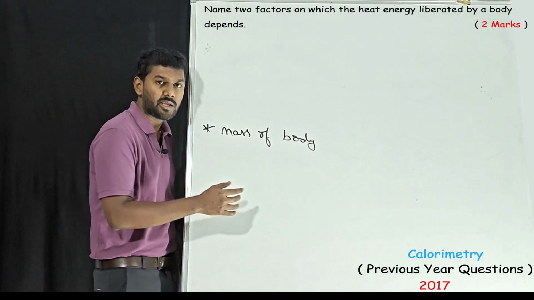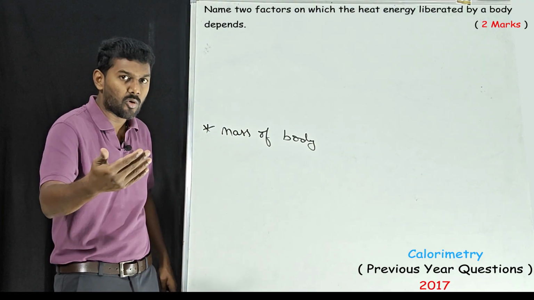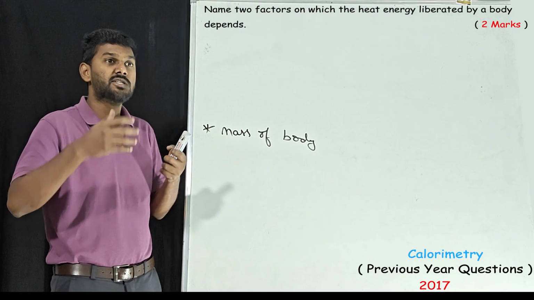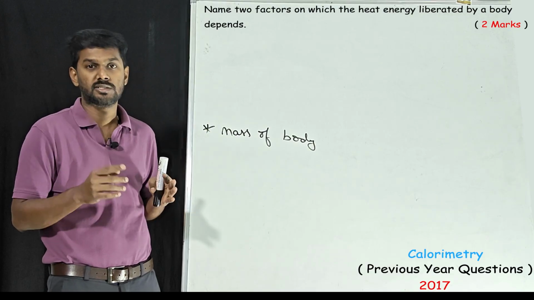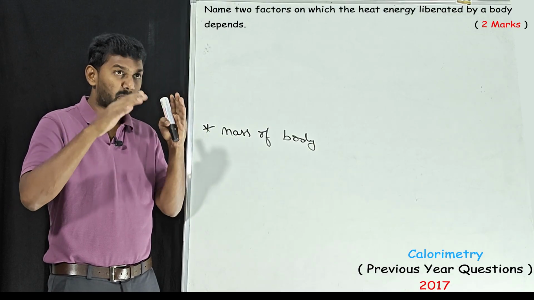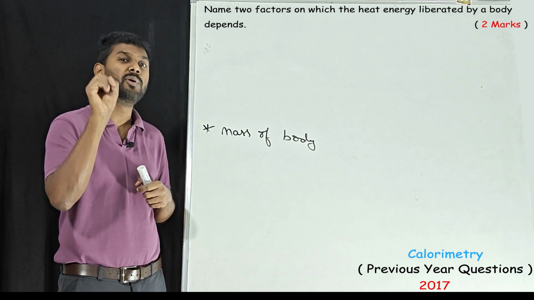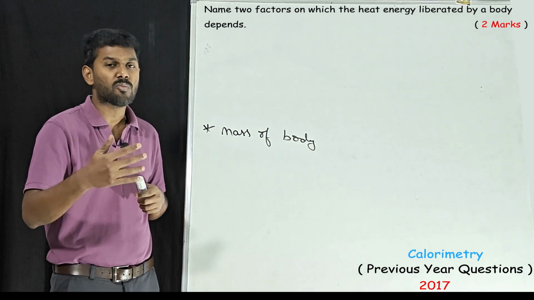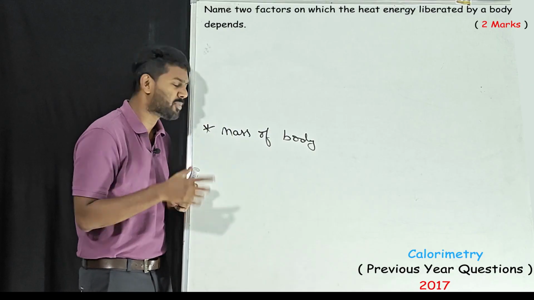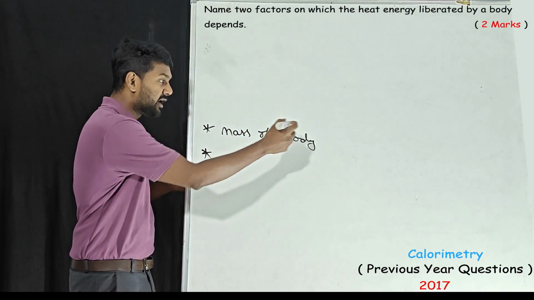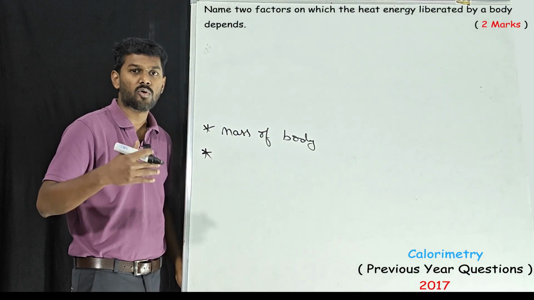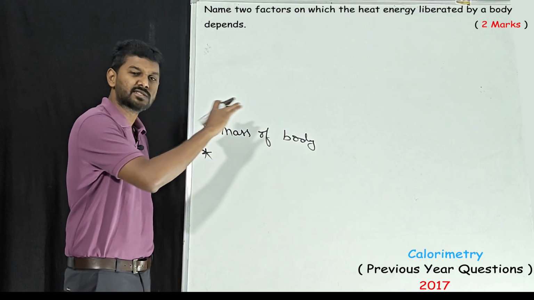So mass of the body. If the mass of the body is more, it absorbs more heat energy or it liberates more heat energy. Keep that in mind. Liberate means it gives out more heat energy. So it is directly proportional. But the reason, why if the mass is more it absorbs more energy, all those things they are not asking.